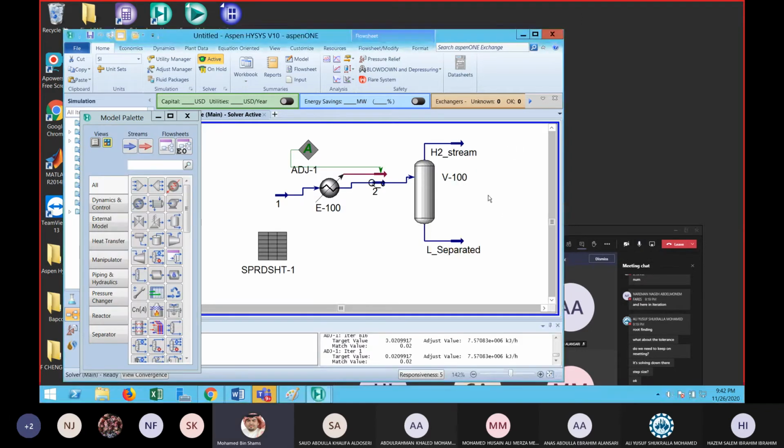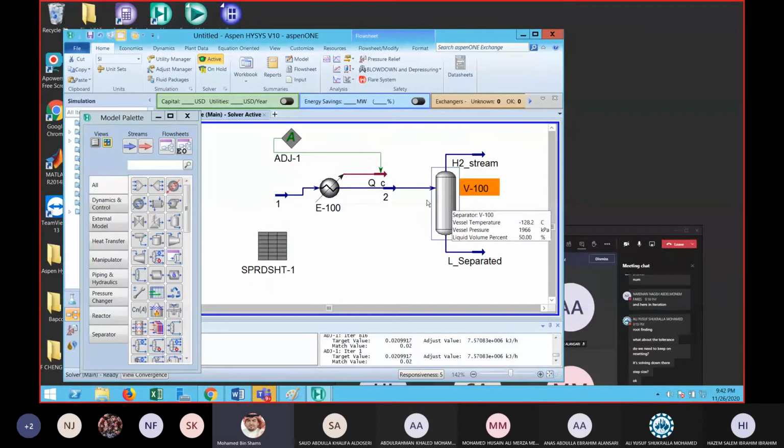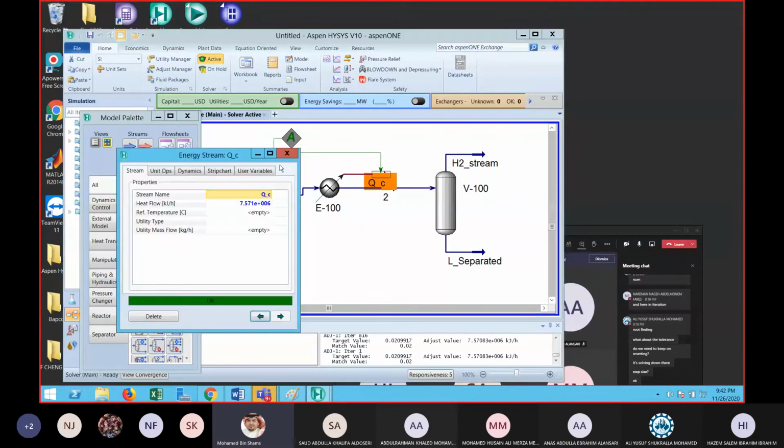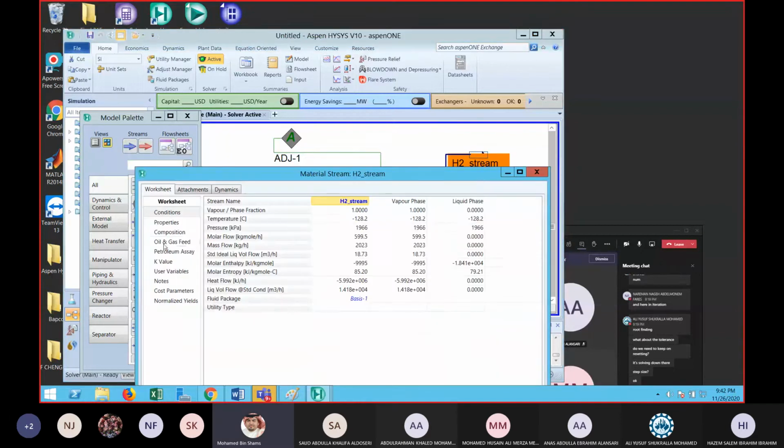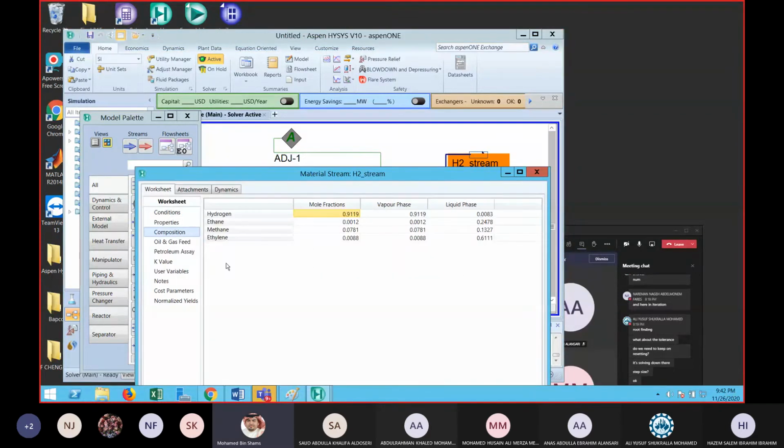Okay guys, ما أعرف شنو صار. أنا عدتها مرة ثانية, but now as you can see, a Q has been calculated here, which is that amount. Okay, and if you go to the hydrogen stream and you look at the ethylene composition, you will see that the ethylene composition is less than 2%, less than 2%.